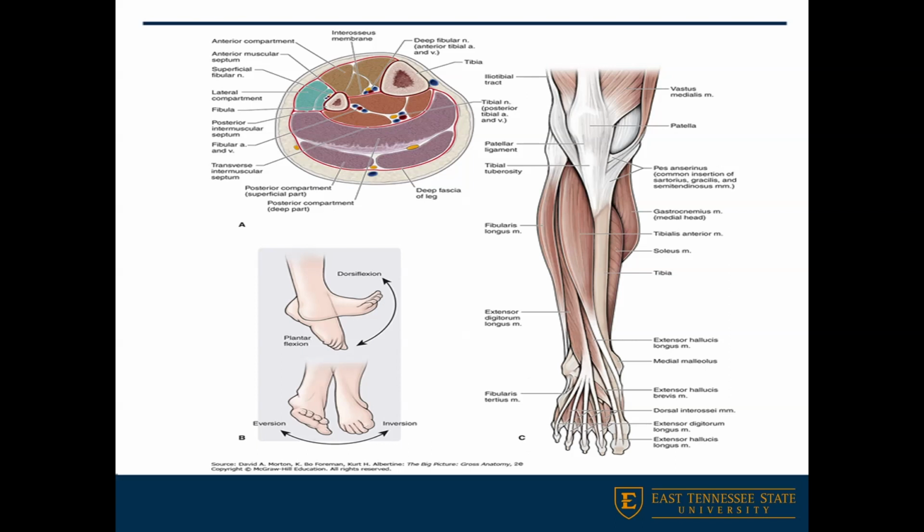Now, just a little bit of review. The boundaries are formed with the interosseous membrane, the anterior intermuscular septum, the posterior intermuscular septum, and the transverse intermuscular septum. The interosseous membrane goes between the tibia and fibula. The anterior intermuscular septum attaches to the fibula to separate anterior and lateral compartments. The posterior intermuscular septum attaches to the fibula to separate lateral and posterior compartments, and the transverse intermuscular septum separates superficial and deep posterior compartments.